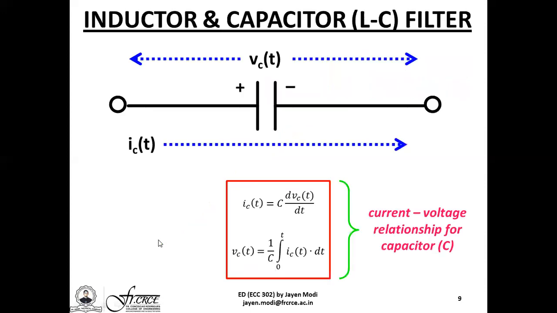Similarly, for a capacitor, Vc(t) is nothing but the voltage across the capacitor, while Ic(t) is nothing but the current that is passing through it. This capacitor is simply taken to be that of two parallel plates with a suitable dielectric material between them. The equation that governs the relationship of Vc(t) and Ic(t) is given by Ic(t), the current, is equal to C, the capacitance value, times dVc(t)/dt.